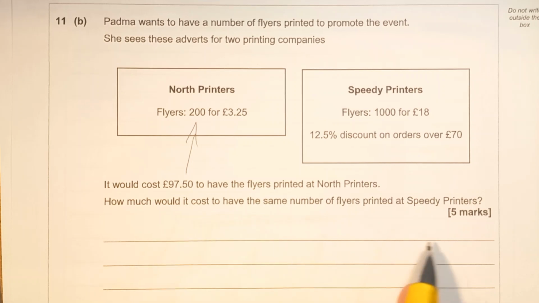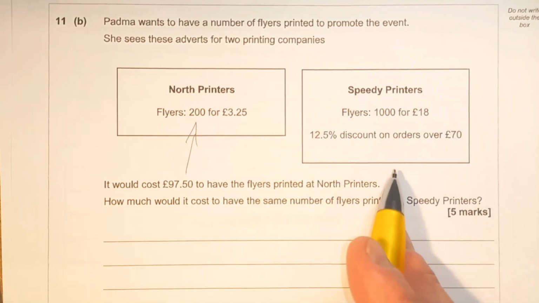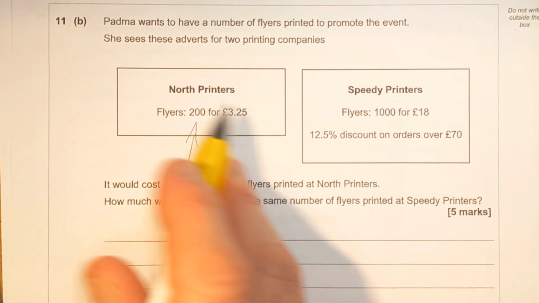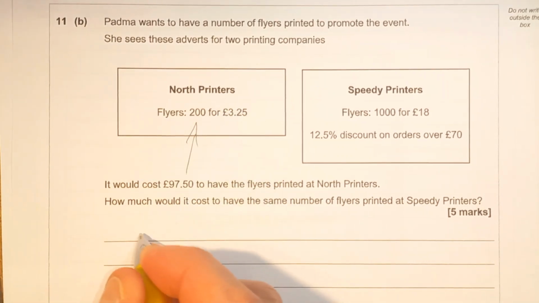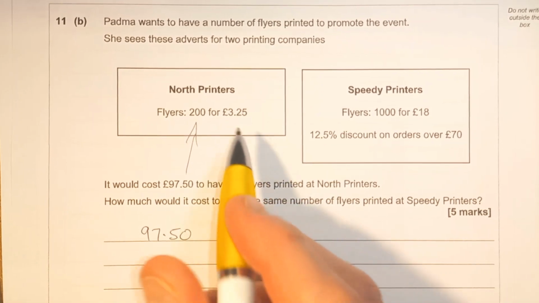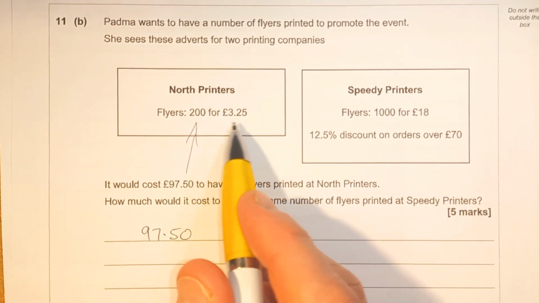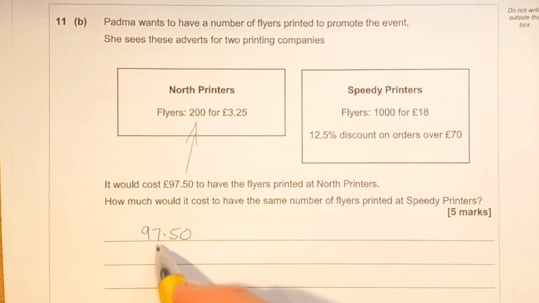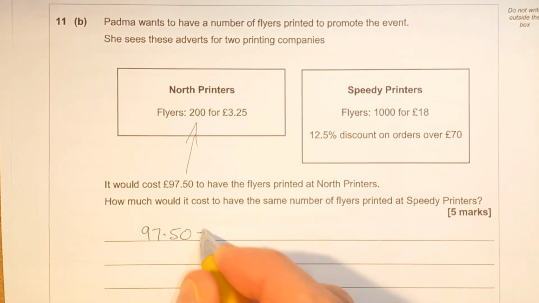Okay, well, we need to work out the cost here, but we don't know how many flyers we've got. So we can work it out from this. Well, if they've charged us £97.50 and it's £3.25 for every 200, well, how many £3.25s go into £97.50?